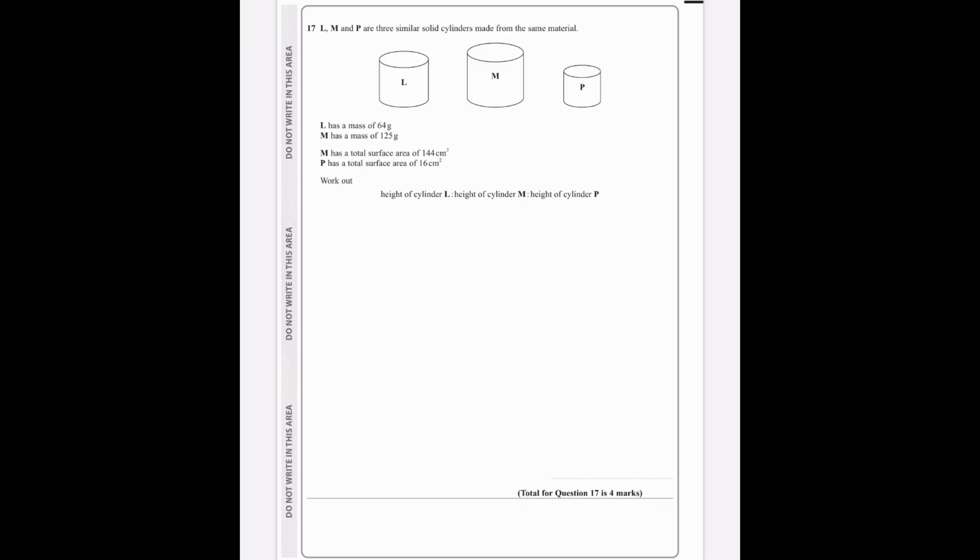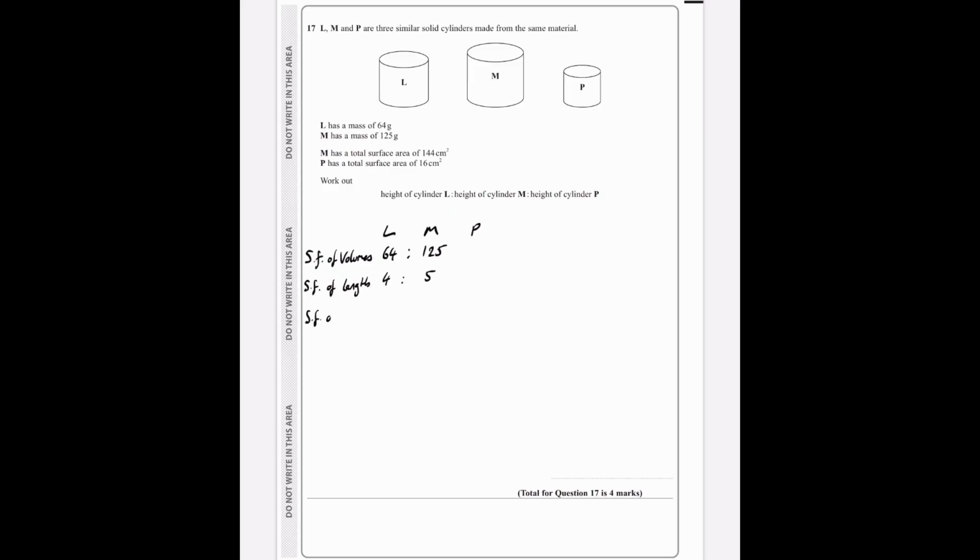Question 17, we've got our similar cylindrical solids, L, M and P. It gives us the scale factor of volumes between L and M to be 64 to 125. Mass, of course, will be proportional to volume. So 64 to 125. Cube rooting those to find scale factor of lengths will give us 4 to 5. That's between L and M.